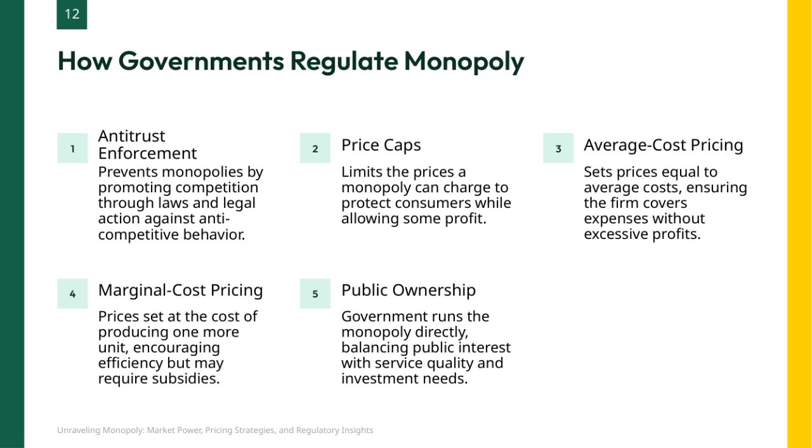Another method is average cost pricing, where prices are set equal to the firm's average costs. This ensures the monopoly covers its expenses but doesn't make excessive profits, striking a balance between sustainability and fairness. Marginal cost pricing takes it a step further, setting prices at the cost of producing one additional unit. This encourages efficiency but sometimes requires subsidies because prices might be too low to cover total costs.